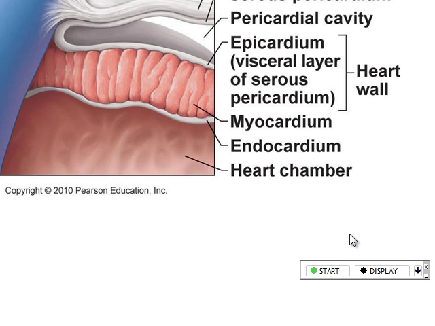So the one that goes around the outside of the heart has two layers, the fibrous pericardium, and that's going to be more what? Strong, that's on the outside. Then we have another little layer that is closer to the heart called the what? The parietal layer of the serous pericardium. What's serous?